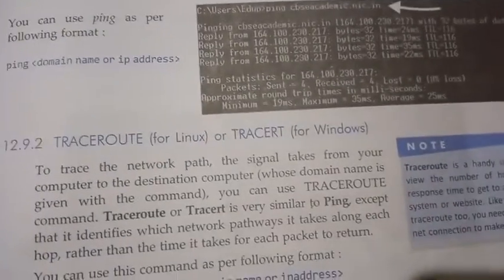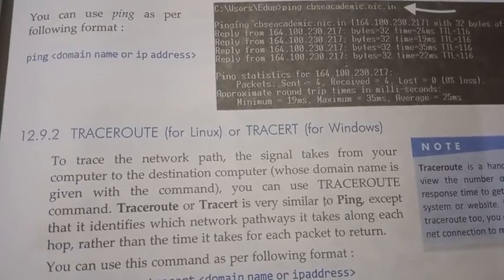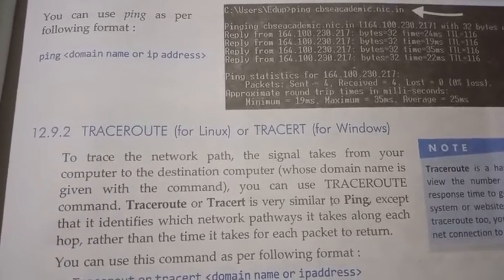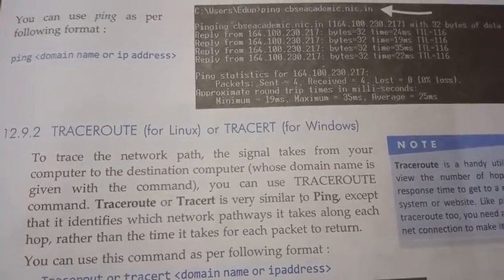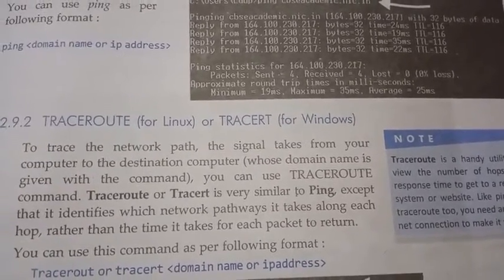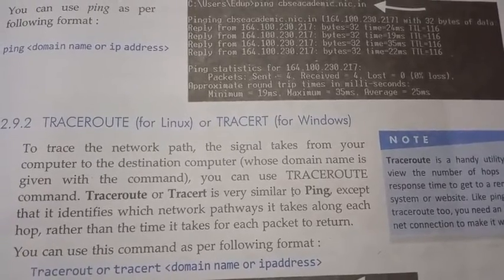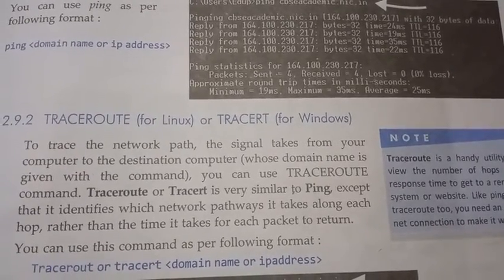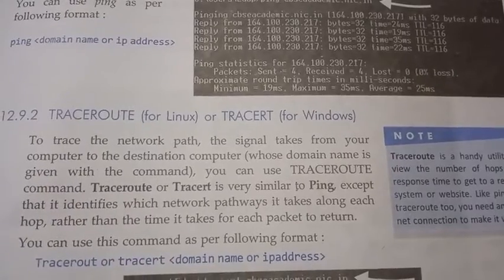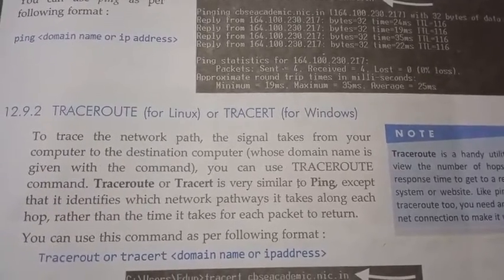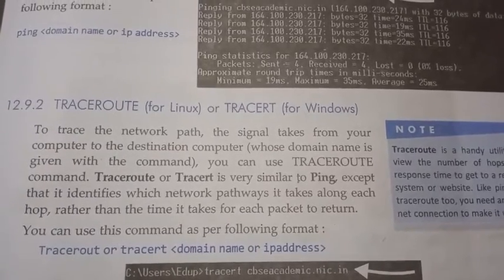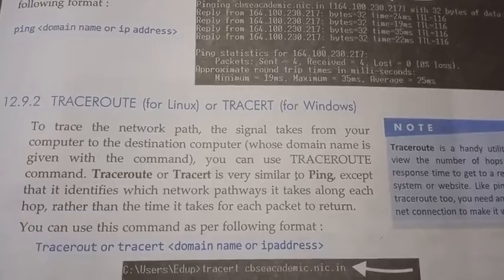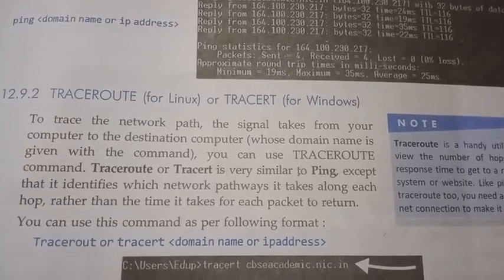Here is one example in your textbook: ping space cbseacademic.nic.in. If you run this ping command, you can get this type of output. It first finds the IP address, then it returns how much time it takes. Look at the downside: packets sent 4, received 4, lost 0. The time is also shown: minimum 19 millisecond, maximum 35 millisecond, average 25 millisecond.